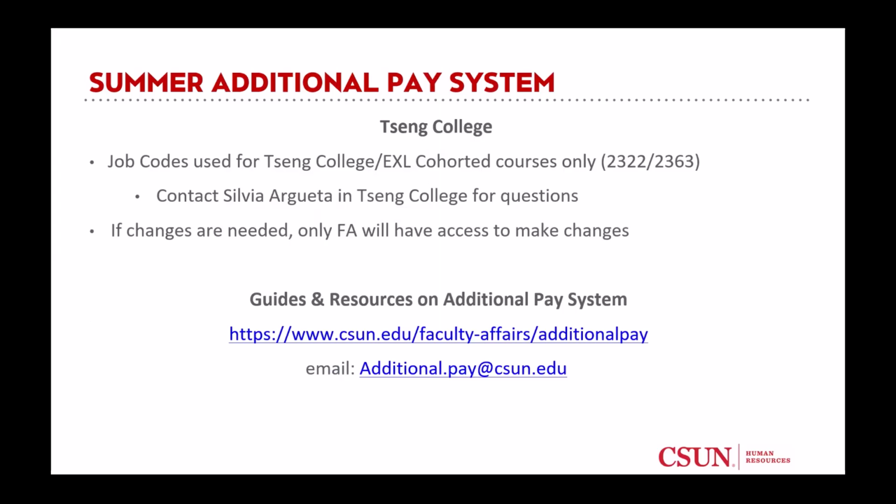Job codes used for same college EXL cohorted courses, job codes 2322 and 2363, are processed through same college or EXL. Any questions regarding these job codes, please contact Sylvia Argueta in same college. If changes are needed in the additional pay module for the summer term, only our office will have access to make changes. So please send your requests over to our office. These can be sent to additional.pay@csun.edu. We also have guides and resources available on the Faculty Affairs webpage on the following link.